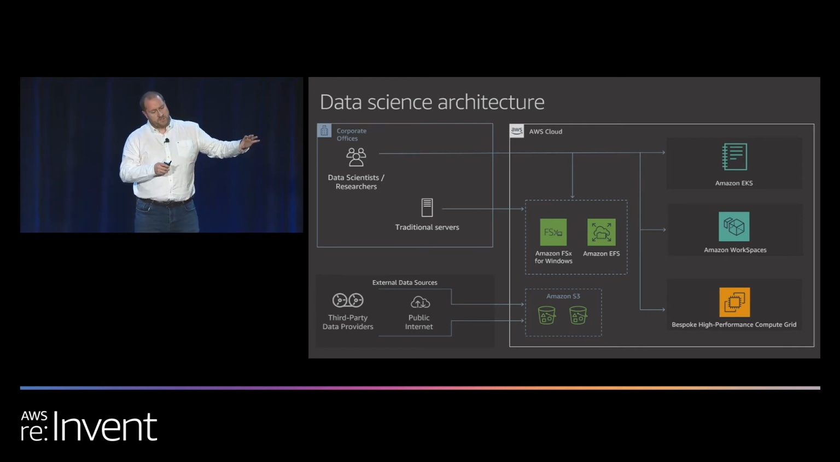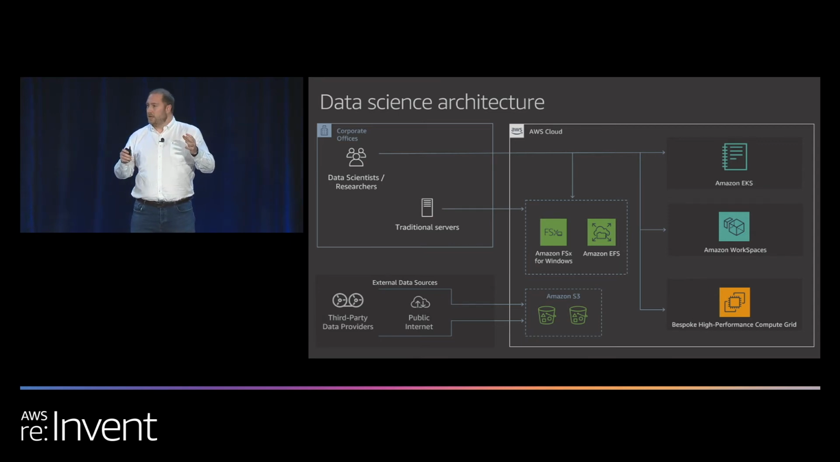So we've got our corporate offices, we've got our researchers, our quants, and also our traditional server estate running various applications, legacy applications, as well as modern cloud native apps. We have Direct Connect into AWS, where we have our data science platforms. And I'll start, like all good stories, in the middle with Amazon Workspaces. So we use Amazon Workspaces to provide Windows desktops for some of our users to run their applications on. And that talks to FSx for Windows for storage.